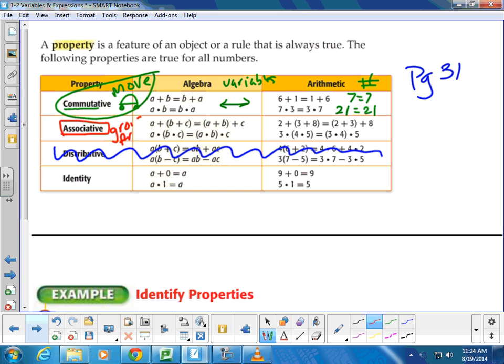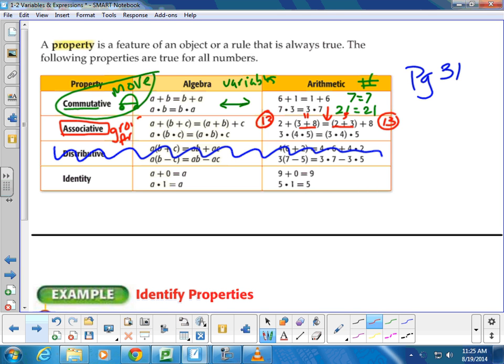Same thing with multiplication. The whole point is that they remain equal no matter the grouping they're in for addition and multiplication. So if you look at this side, 3 plus 8 is 11, plus 2, which is going to end up being 13. Over here, 2 plus 3 is 5, plus 8 is still 13. So notice grouping 2 and 3 versus 3 and 8 did not change the value of that expression.